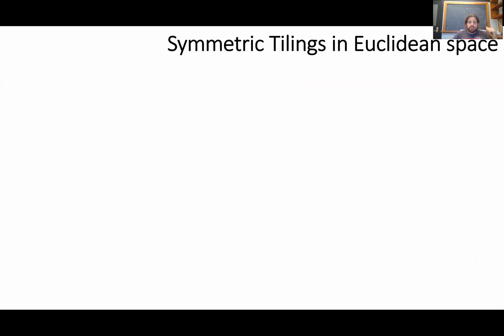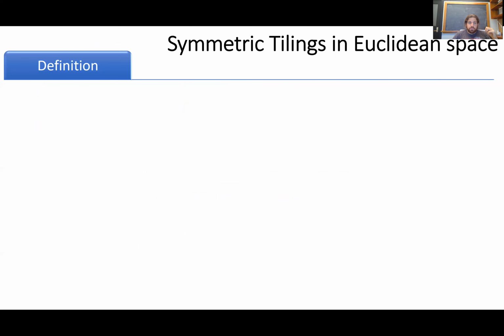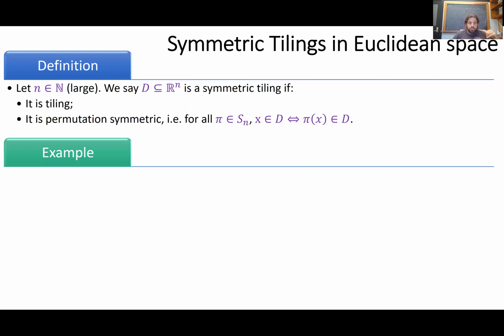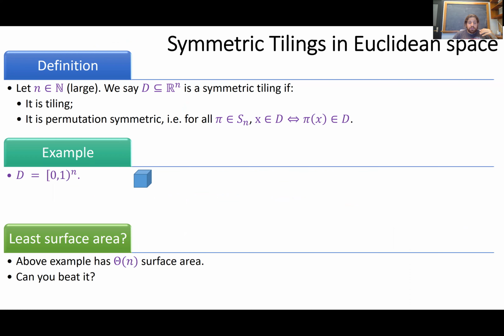So what are symmetric tilings? Well, again, it's very similar to tilings. A body D is called a symmetric tiling if, first of all, it is a tiling, and secondly, it is symmetric with respect to the action of S_n, meaning a point x is in D if and only if, however you permute the coordinates of x, it remains in D. An example is simply the cube, [0,1]^n. And again, the question is, what is the least surface area a symmetric tiling body has? Again, we have the trivial upper bound of n, and the question is, can you beat it?